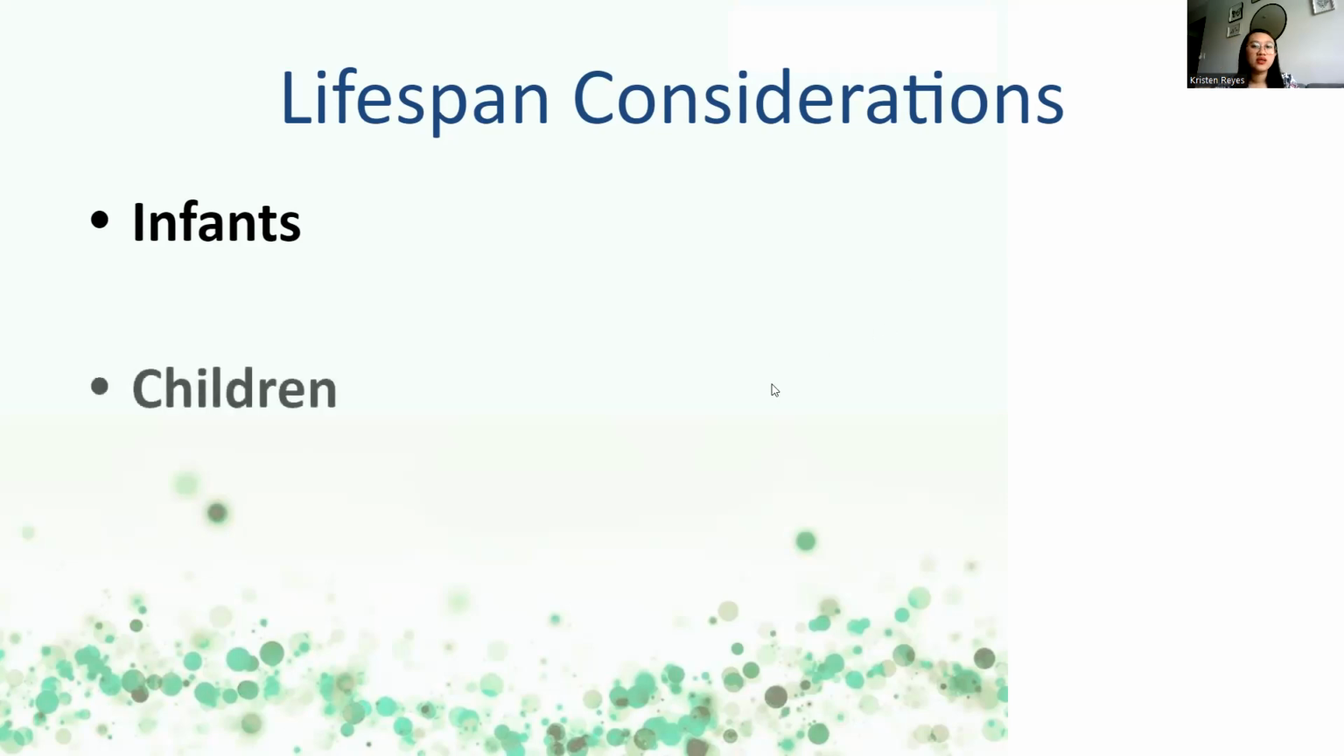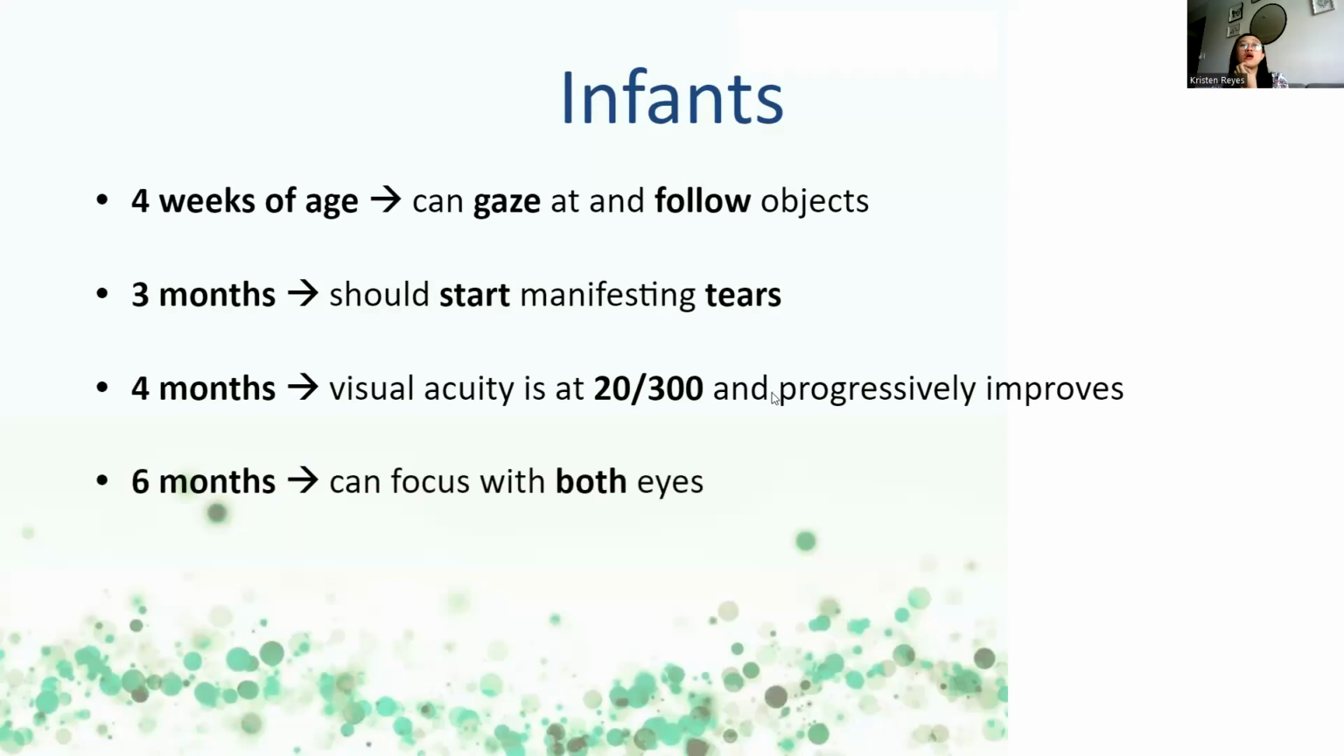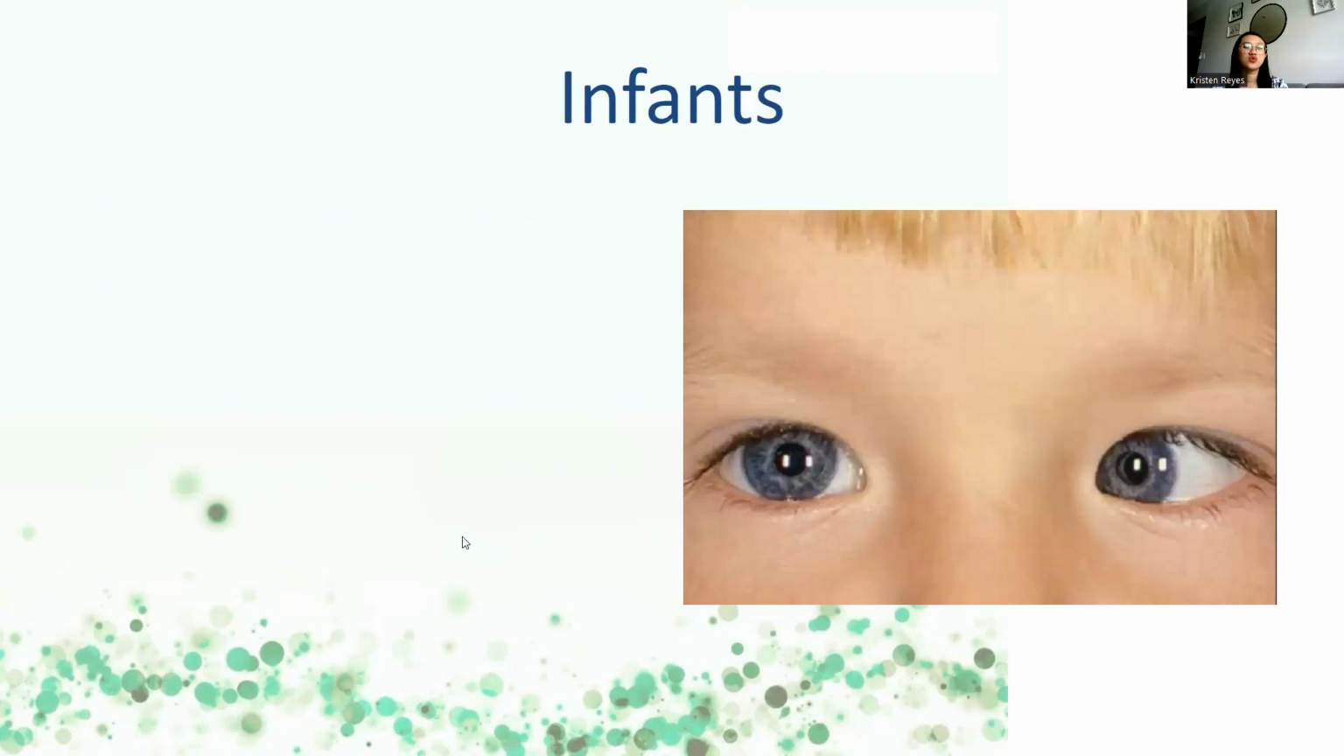Okay? So again, lifespan considerations. First, for infants, depending on the age. No, it's true that when we were born, no, we cannot see the world as clear as when we were adults. Okay? No. Our vision was still blurry back then. We were still babies. Okay? So at 4 weeks of age, infants can gaze at and follow objects. The first color that we see is the color red. Okay, later on, they follow the primary colors, no? Yellow and blue. And then later the other colors. At 3 months, we should start manifesting tears. At 4 months, visual acuity is 20/300. So, very blurry, no? And of course, that will improve eventually. At 6 months, can focus with both eyes.